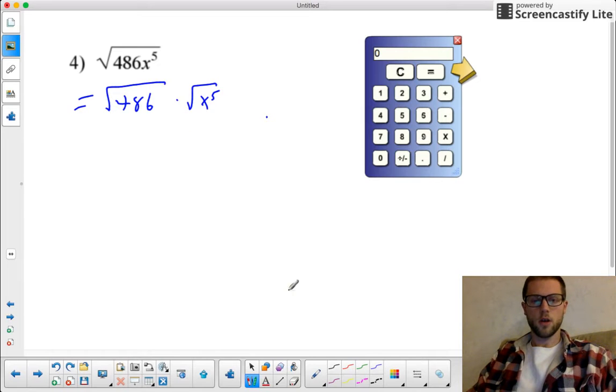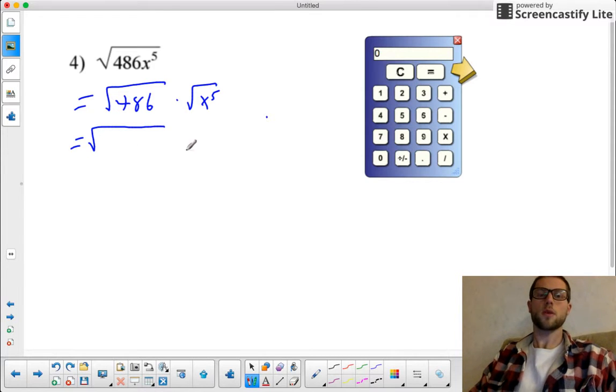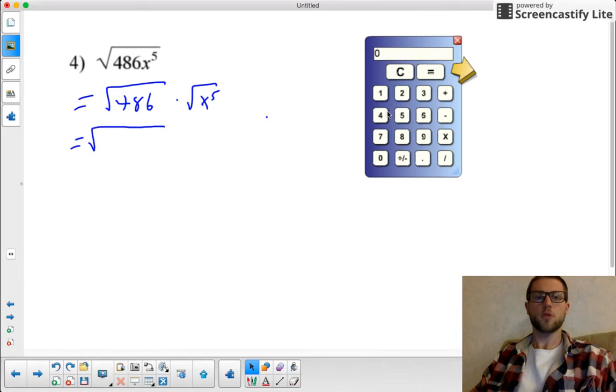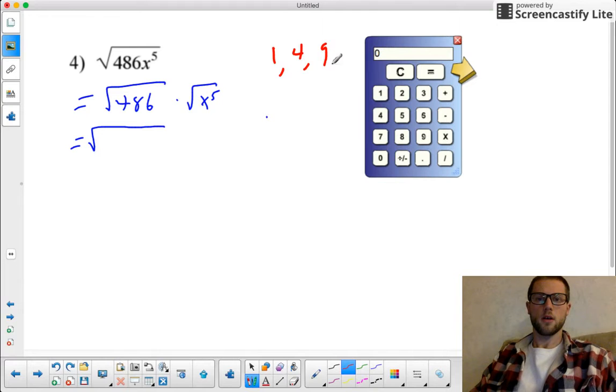So what I'm looking for here is I want to split up my 486 into a product of two numbers, and I want one of those to be a perfect square. I'm not very good with knowing my perfect square factors of 486, so I'm going to go to the calculator, which is perfectly fine, and see if I can find what those perfect square factors are. Let's start here. I'll list the first few: 1, 4, 9, and we'll do 16. Those are my first four perfect squares.